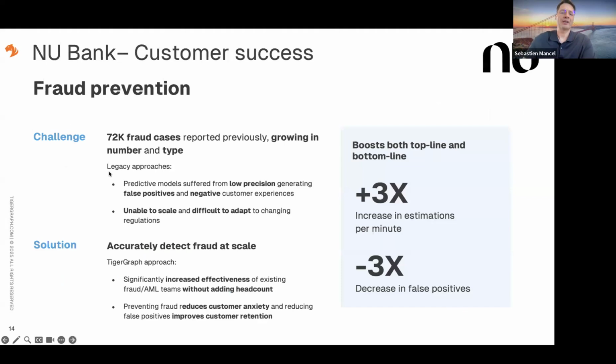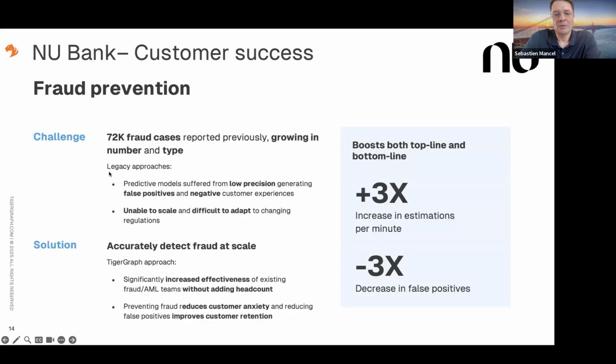So we're going to start with Nubank. Nubank's story is a great example of how entity resolution powers fraud prevention. The bank faced 72,000 fraud cases, with new fraud patterns constantly emerging. Legacy predictive models struggled. They could only look at isolated attributes, which led to low precision, high false positives, and frustrated customers.